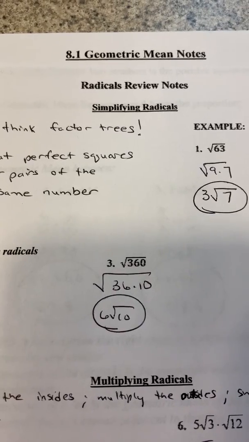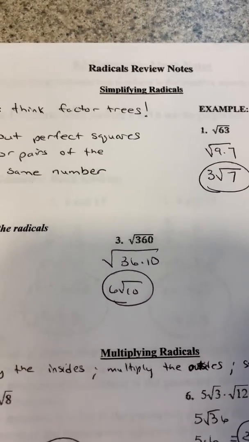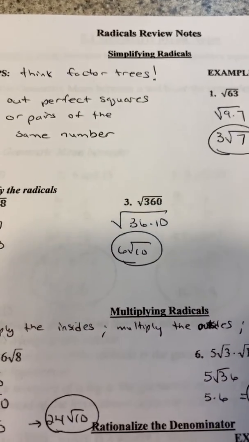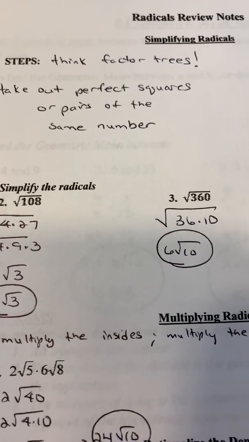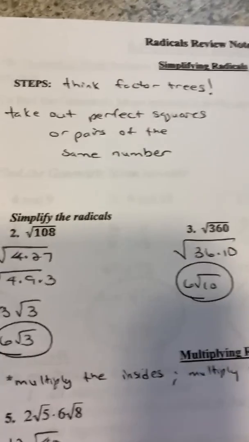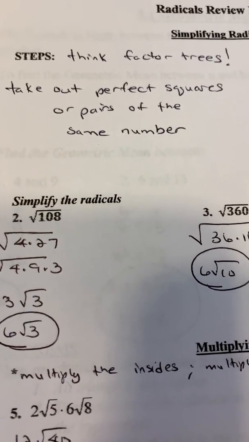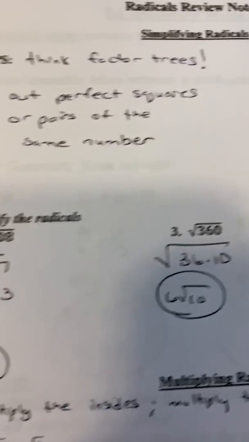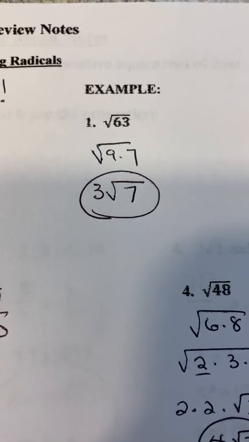These are the Geometry 8.1 Geometric Mean Notes that do have an additional radicals review in front of it. And again, you should find those documents with Canvas or with the attachments in the emails. Starting off with simplifying radicals, you're going to think factor trees, and you may take out perfect squares or pairs of the same number. Moving quickly into example 1, 63 breaks down into a 9 times 7.